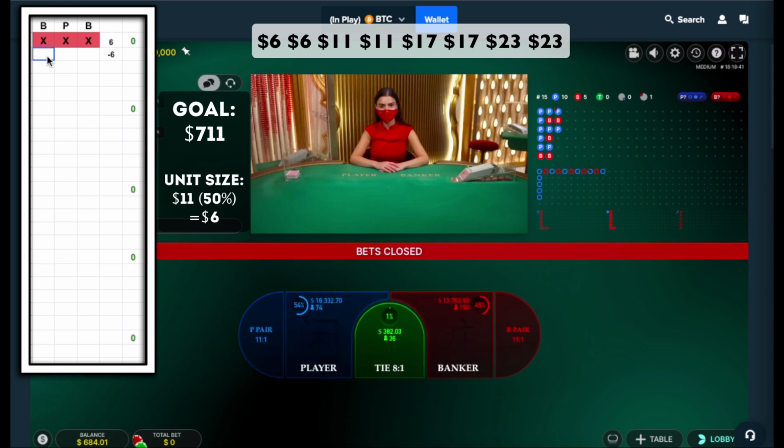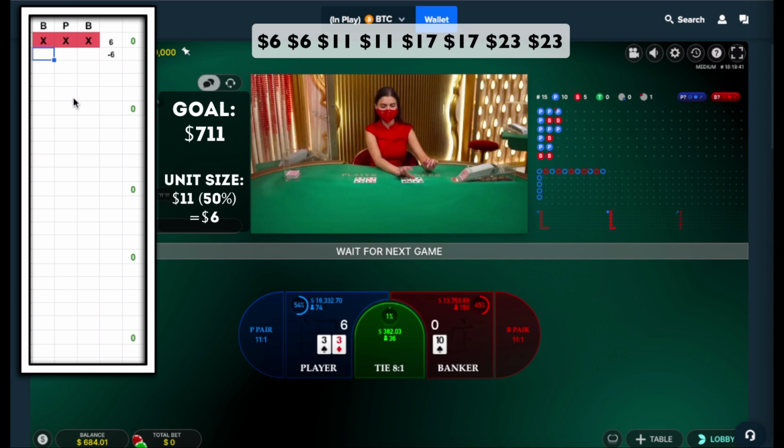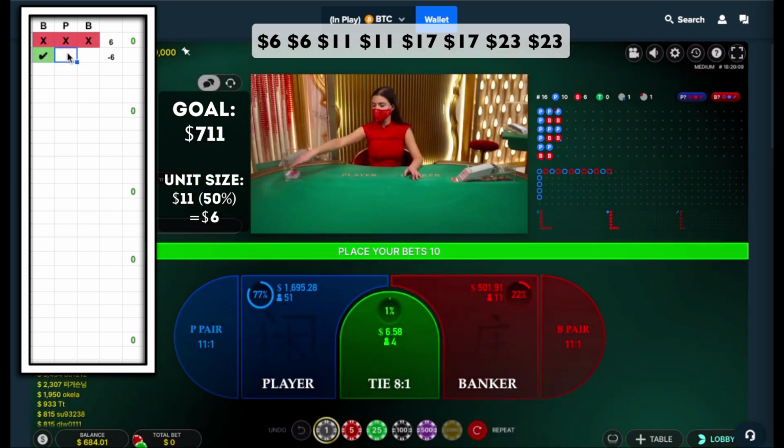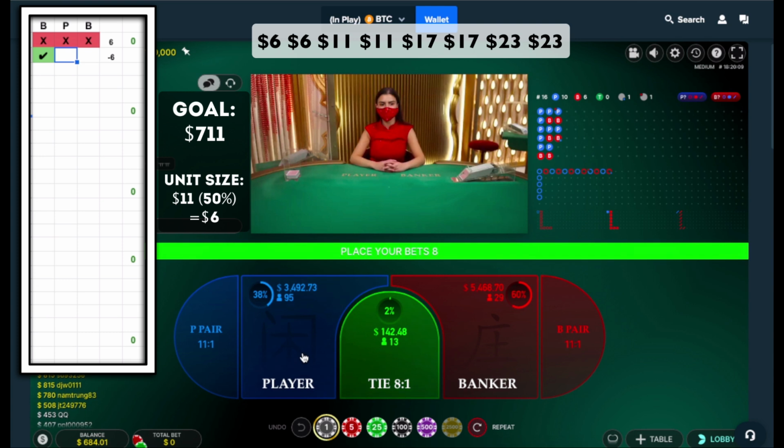So after this free hand, we will bet for the check mark. And for the betting progression, we are moving 1 to the right on a loss. So I'm going to stick with a $6 bet after this free hand. Banker wins. Check mark. Looking for the check mark here, so this will be a player bet.